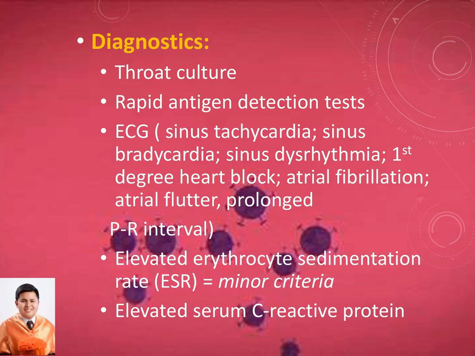Number 4, we can also determine a higher chance of a client to be diagnosed with this condition through an elevated or increased erythrocyte sedimentation rate or the ESR as part of the Jones criteria minor category. And number 5, an elevated serum C-reactive protein since this type of protein is usually present during the active stage of rheumatic fever.